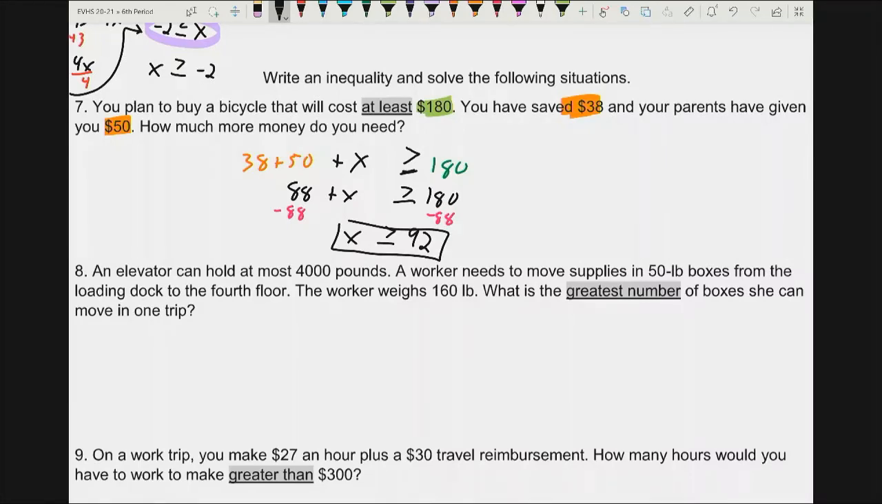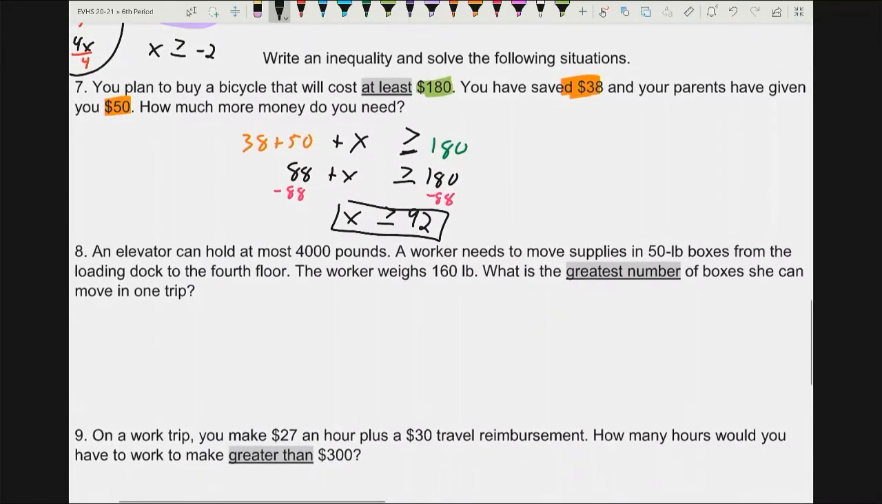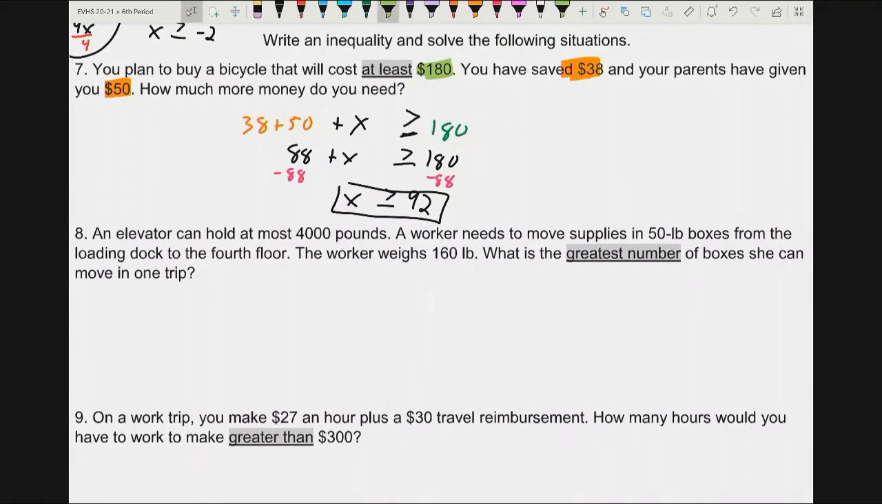Okay, number 8. Now, an elevator can hold at most 4,000 pounds. Now, 4,000 pounds, rate, starting value, or total? Yeah, that's a total. Now, if it holds at most 4,000 pounds, that means that anything I put inside that elevator is going to be smaller than 4,000.